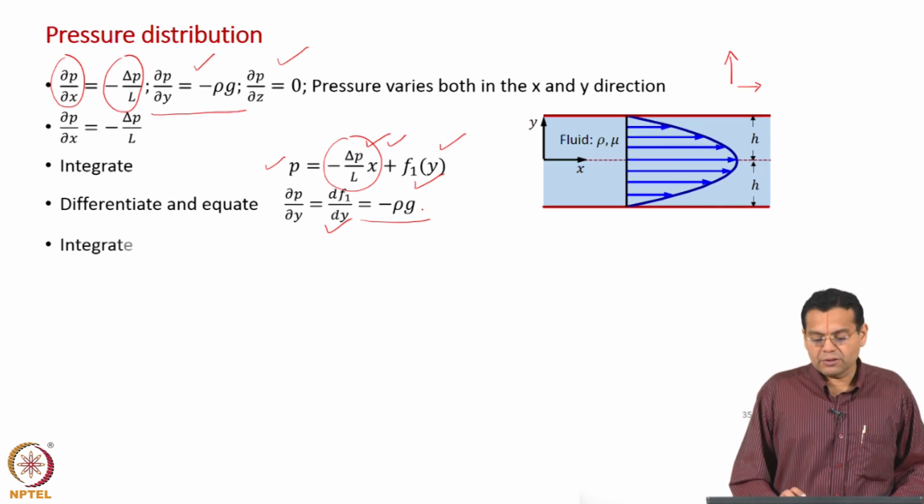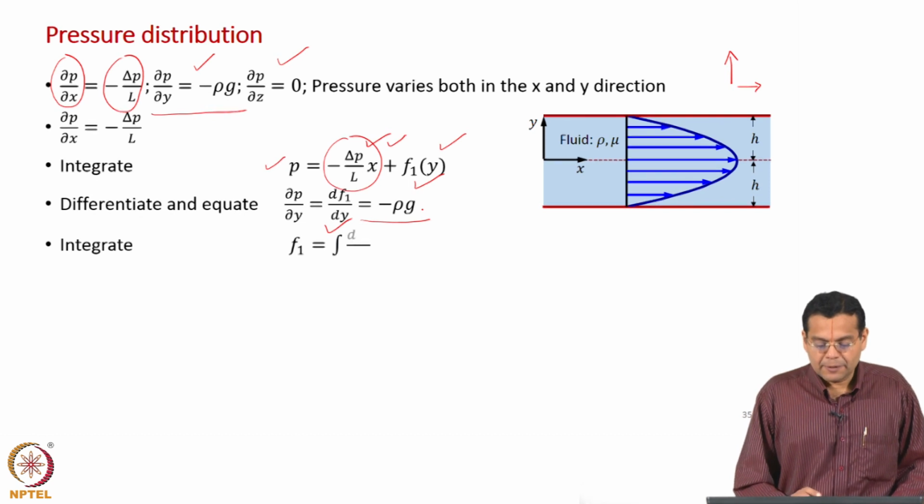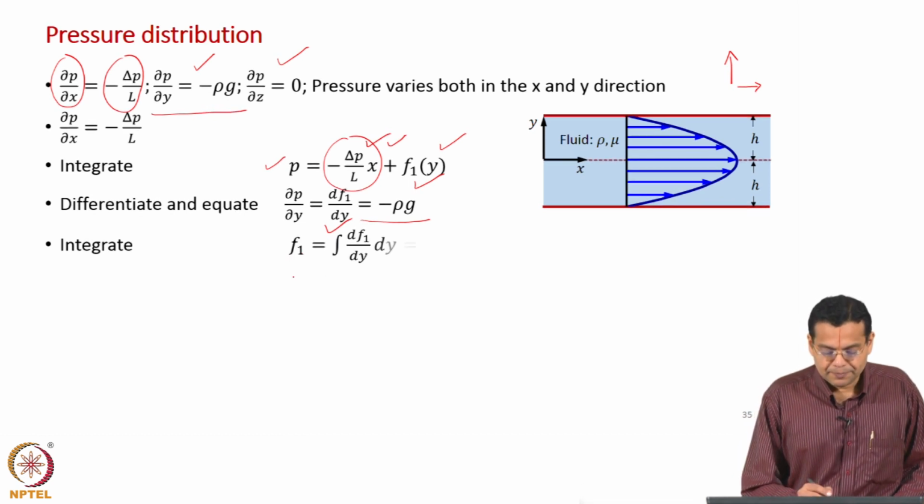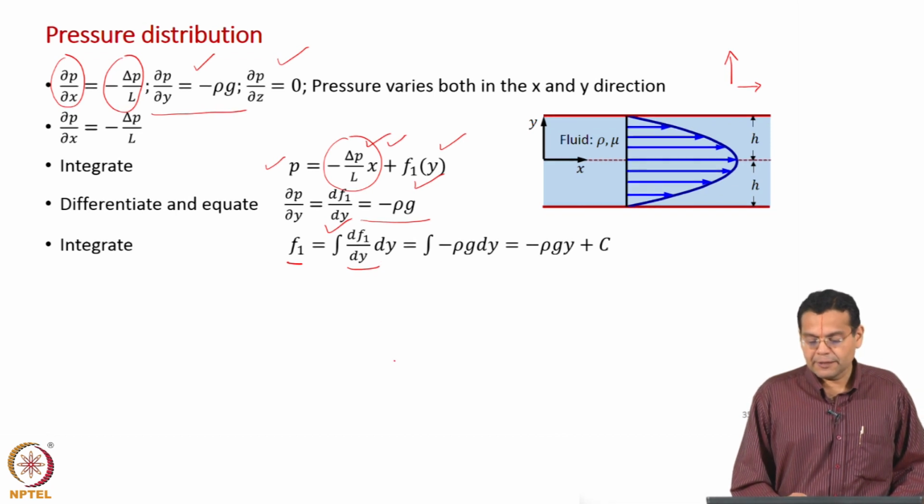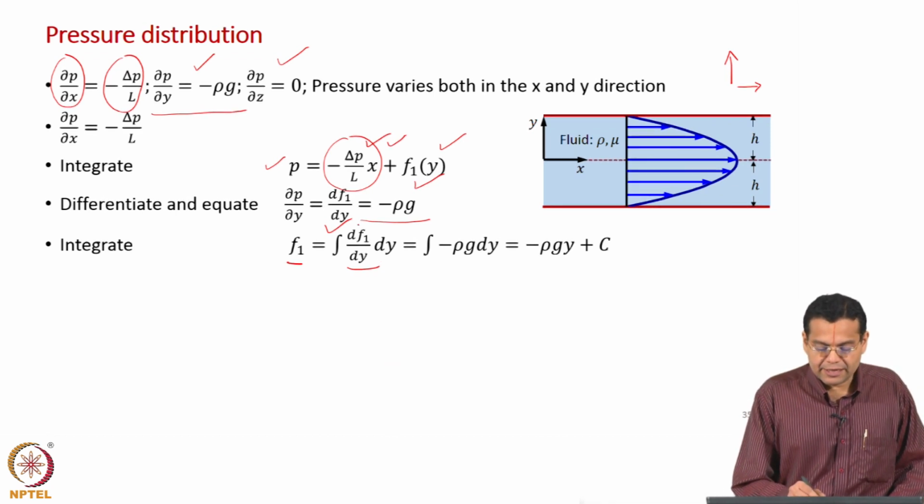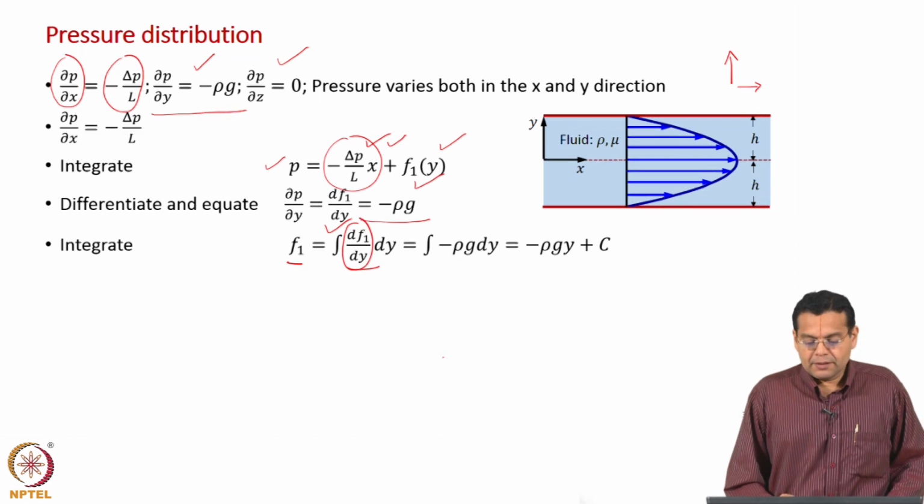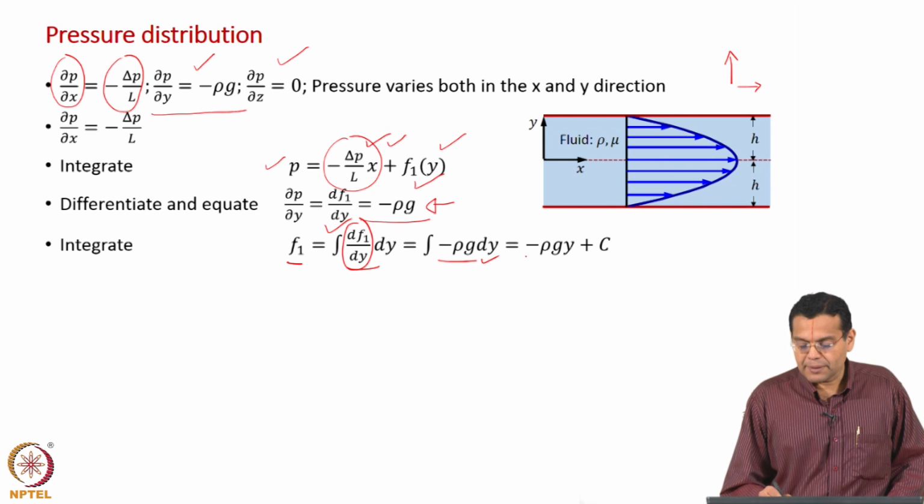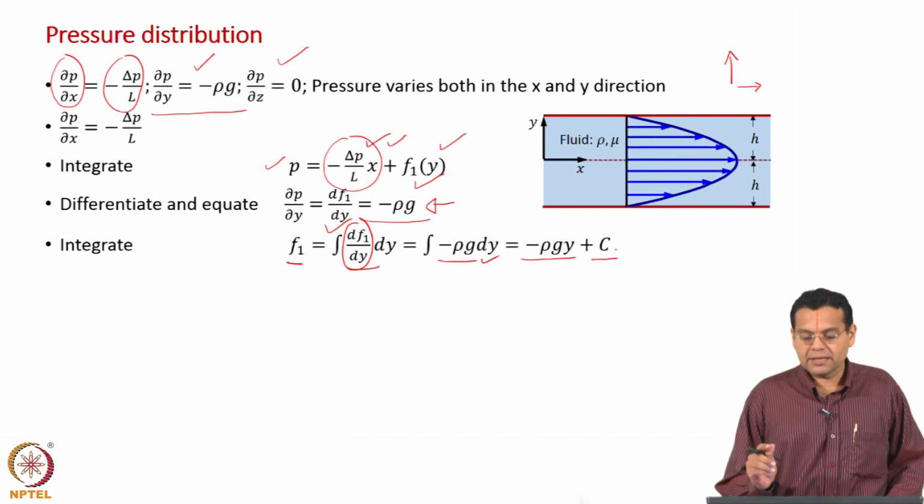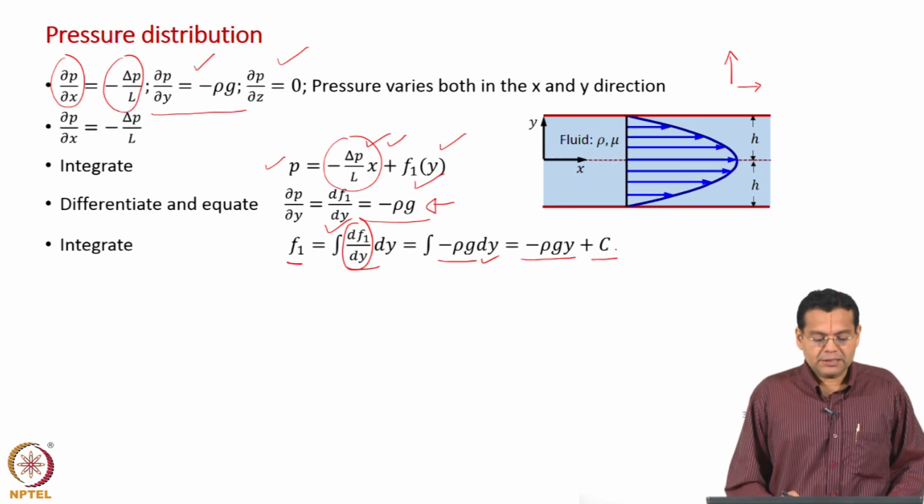Now, we will have to find out f 1. So, let us integrate. f 1 is equal to the integral of df 1 by dy into dy, and what is df 1 by dy? That is minus rho g, which is found out here, and then of course, we have dy. Let us integrate, we get minus rho g y plus a constant. Here it is not a function, because this integration is the usual integration, it is not partial integration.